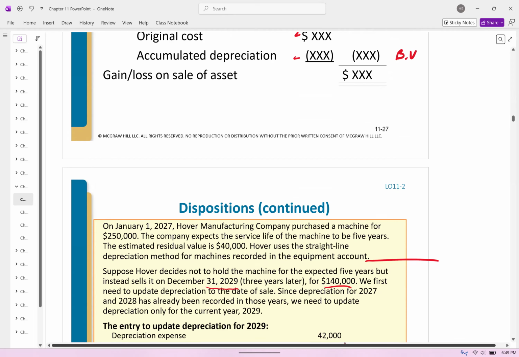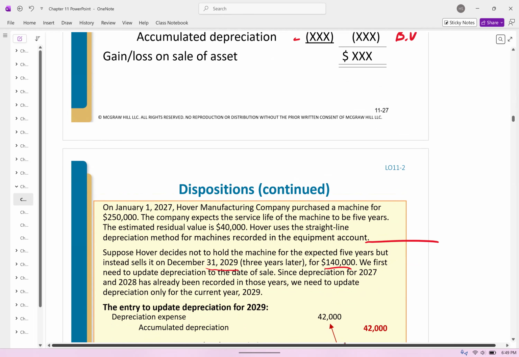They could have told you after the depreciation, this is what it was, but they didn't. We're actually using information that we calculated in the previous video. Because remember, the whole year's depreciation was 42,000. Okay. So that's the first thing we're going to do right there. Bring the depreciation expense up to date for 2029.